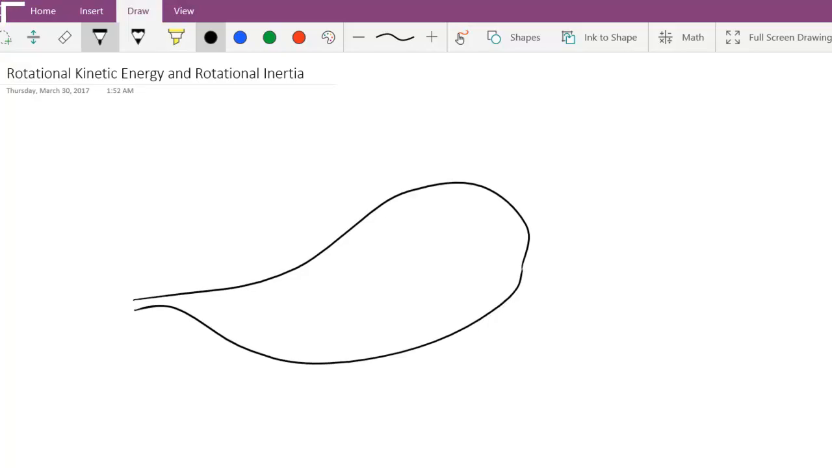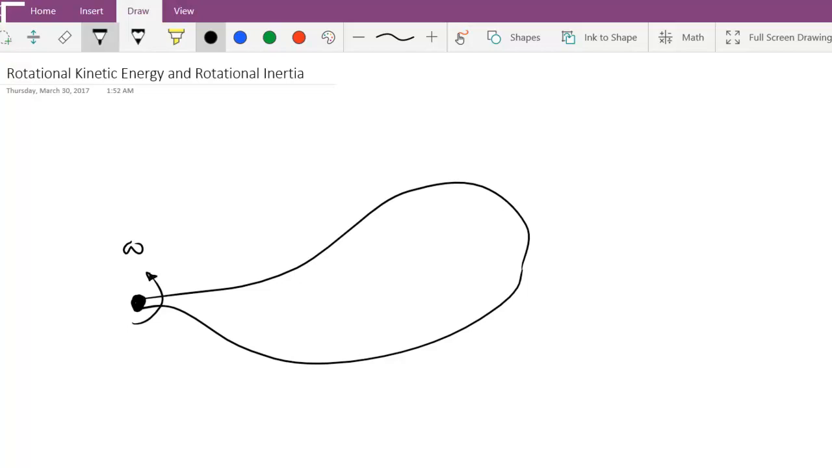In this video, we're going to talk about rotational kinetic energy and rotational inertia. So let's start with saying we have an object, maybe shaped like this, and it is fastened right here, and it rotates around at some angular velocity, omega.